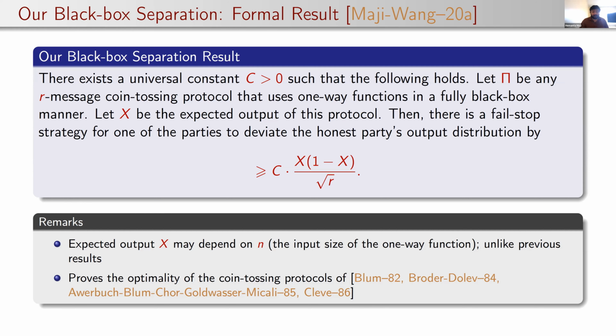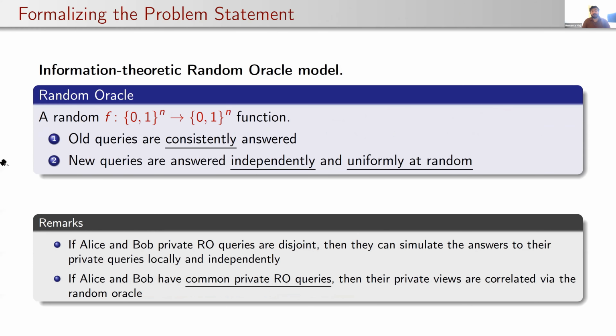Okay. So let's set up a formal setting where we'll prove our results. We will be working in the information theoretic random oracle model. So let me first define what a random oracle is. A random oracle is a function from n-bit strings to n-bit strings, and such a mapping is chosen completely at random. What it means is that old queries to the function will be answered consistently. However, any new query is answered independently and uniformly at random.